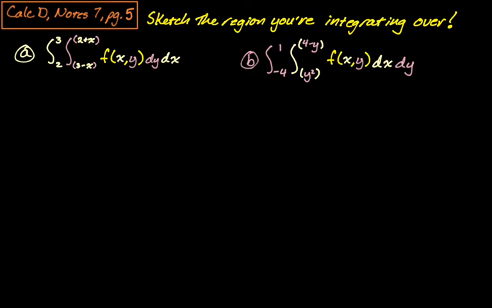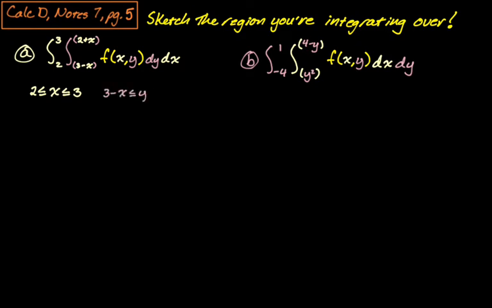Okay, so the key here is looking at the bounds and realizing that they represent inequalities. So because it's 2 to 3 dx, x is going to be between 2 and 3. So that's one set of inequalities. Those are vertical lines. We know that we're stuck between the vertical line at 2 and 3. Somewhere between there is our region. Where is our region? Well, it's going to be between these y bounds. So y is going from 3 minus x to 2 plus x.